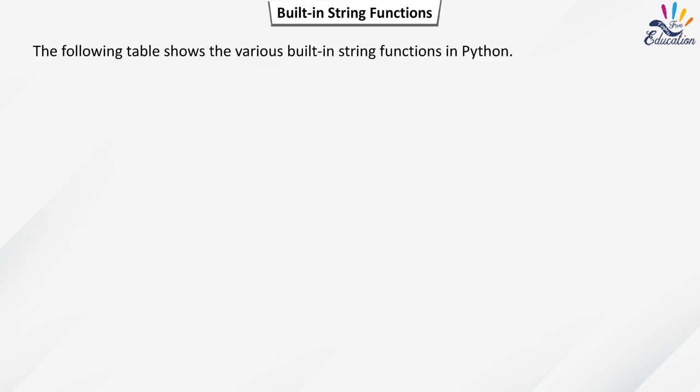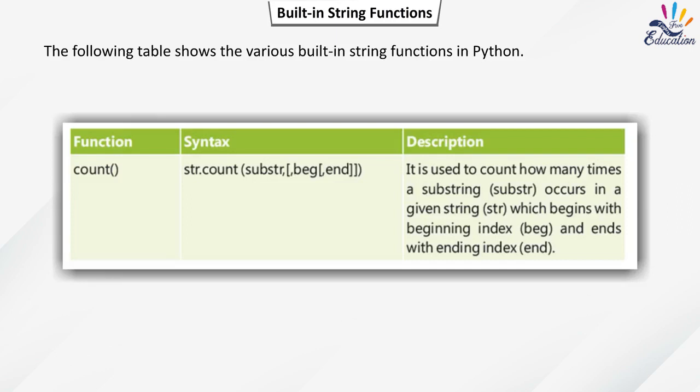Built-in string functions. The following table shows the various built-in string functions in Python. Function: count. Syntax: str.count(substr, beg, end). Description: it is used to count how many times a substring substr occurs in a given string str, which begins with beginning index beg and ends with ending index end.